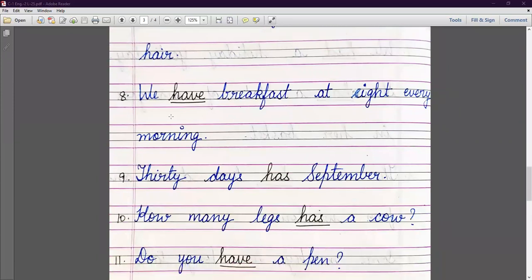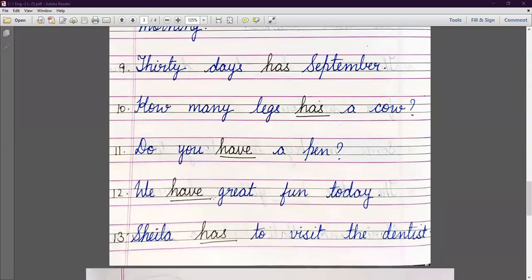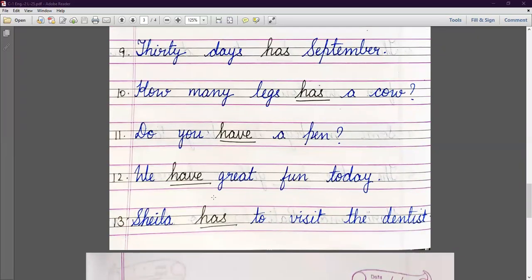Eighth, we have breakfast at 8 every morning. Ninth is thirty days has September. Tenth is how many legs has a cow? Eleventh is, do you have a pen? Twelfth is, we have great fun today.